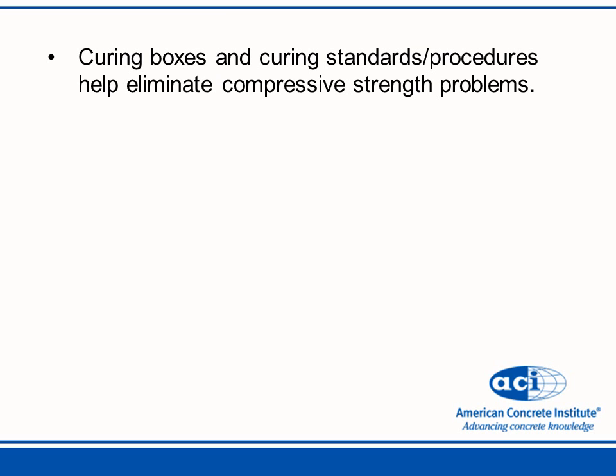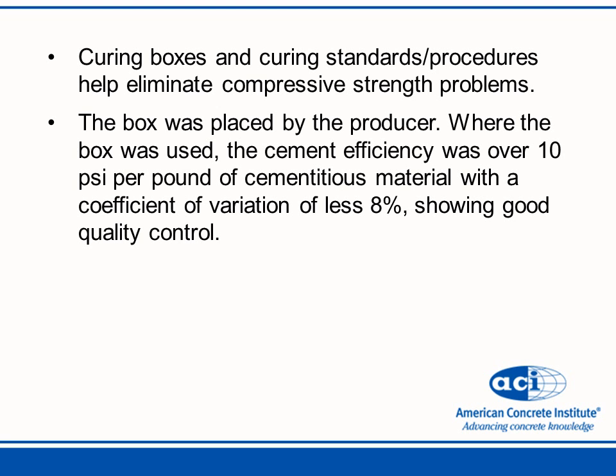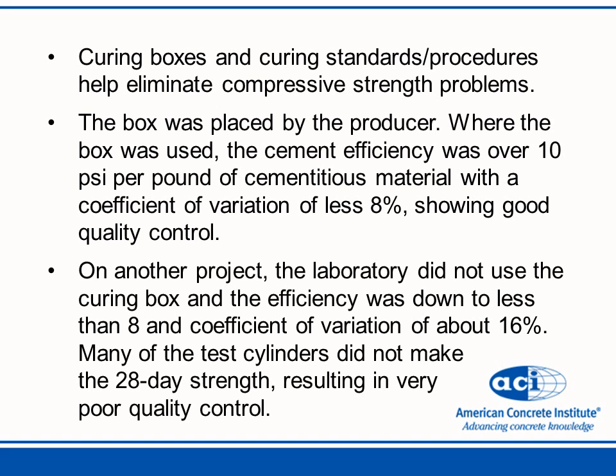And these curing boxes and setting up the procedures to establish how the cylinders are to be cured eliminate a lot of problems. The box was placed by the producer, and when the boxes were used, the cement efficiency was over 8 psi per pound of material with a coefficient of variation of less than 8%, showing that the producer had very good quality control. On other projects where the laboratory did not want to use a curing box, the cement efficiency was down to less than 8 psi per pound and a coefficient of variation of about 16%.